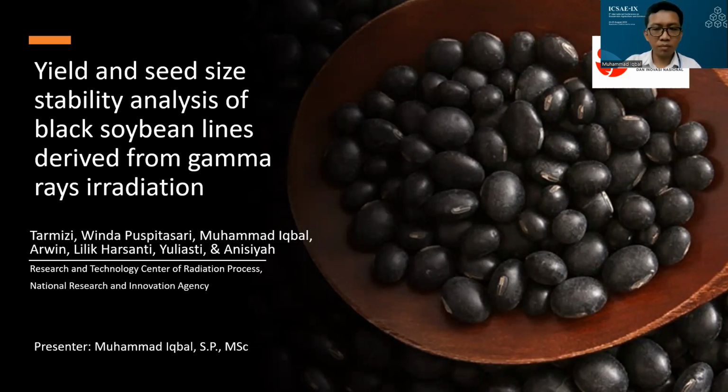Here let me, Muhammad Iqbal, present the results of our research with the title Yield and Seed Size Stability Analysis of Black Soybean Lines Derived from Gamma Rays Irradiation. This is our team. We are from the Research and Technology Center of Radiation Process, National Research and Innovation Agency.